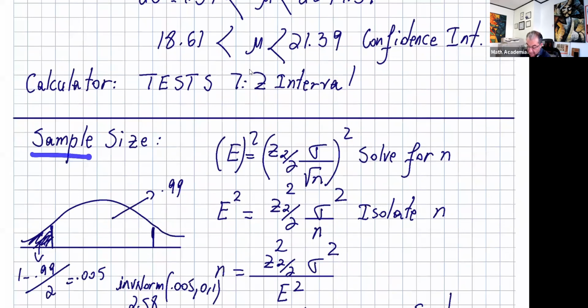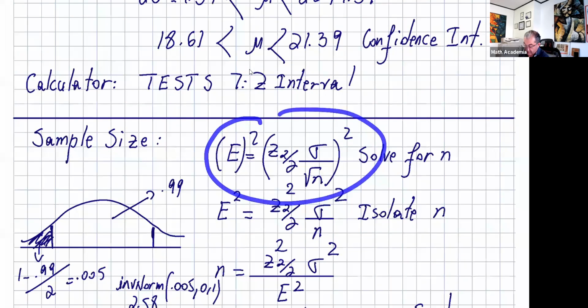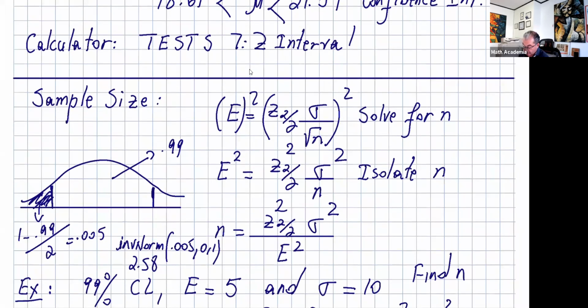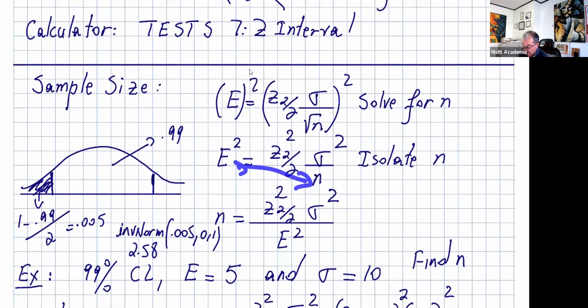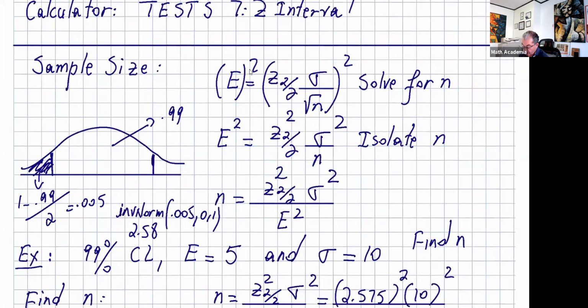Next thing I want to talk about is the sample size. The margin of error is this formula, E equals Z sub alpha over 2 times sigma over square root of n. We want to find the sample size. So what we can do is square both sides, use some algebra, and when we square both sides, we get rid of this square root, and you can cross multiply, and you get n equals Z sub alpha over 2 squared times sigma squared over E squared.